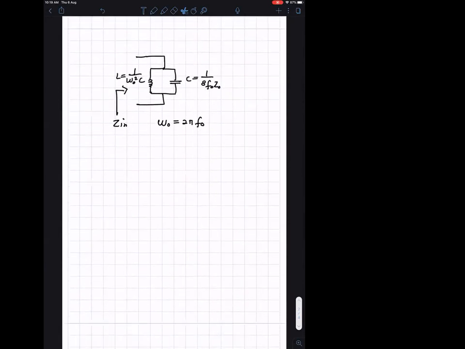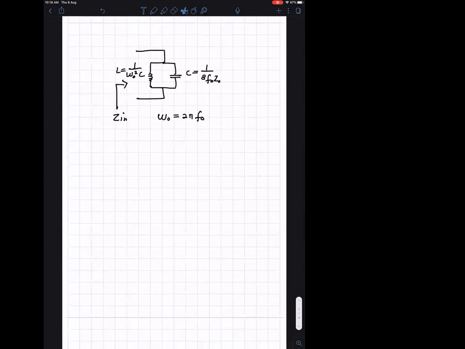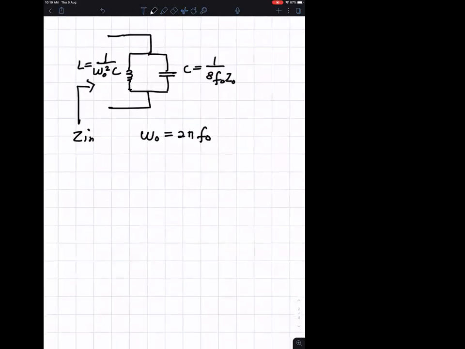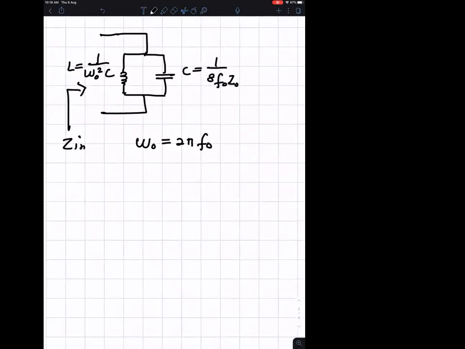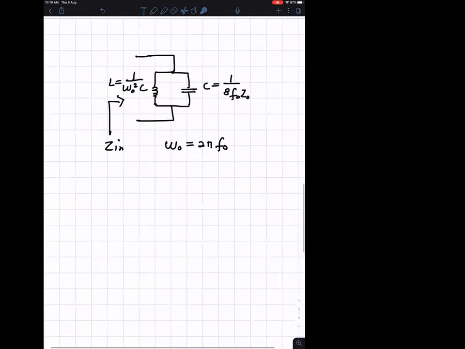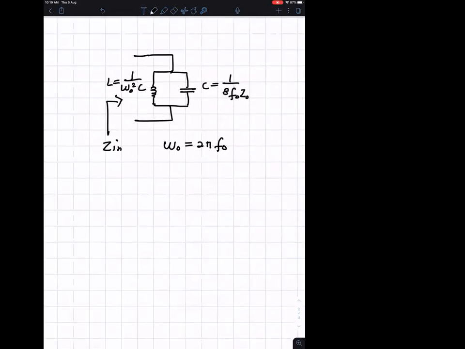So now you go ahead and calculate your L and C. Of course, you want to calculate C first because L is dependent on C. So you're going to calculate C first. C is 1 over 8 F0 Z0.